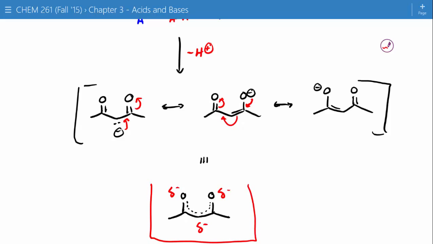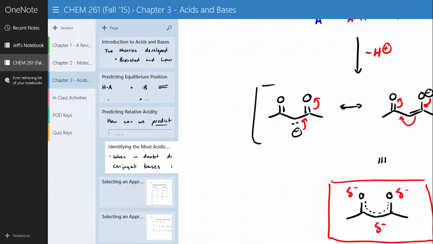All right, so now that we've identified the most acidic protons in molecules, we also have to identify the most appropriate base. Did you guys grab that common bases handout that I had the other day? Yes. All right. Pull that out if you have it in your notebook, and we're going to go over what that means today.